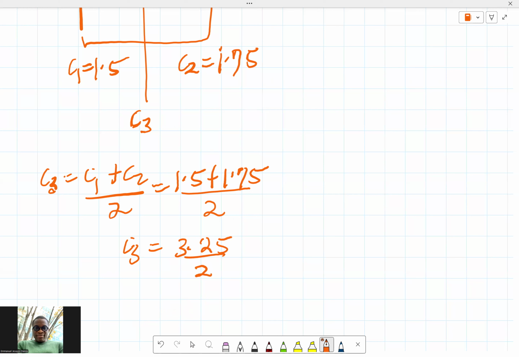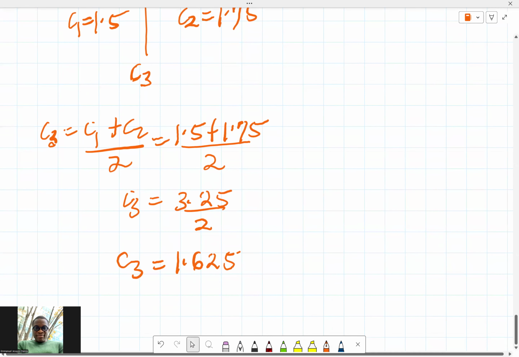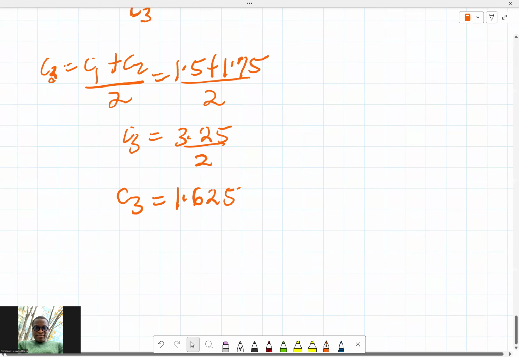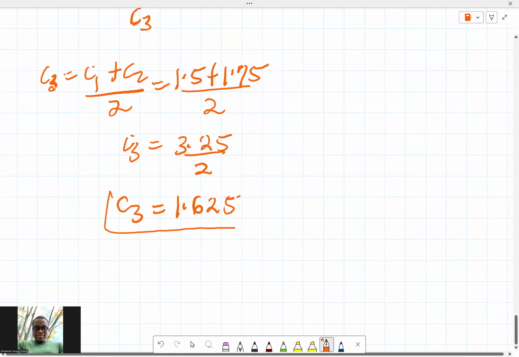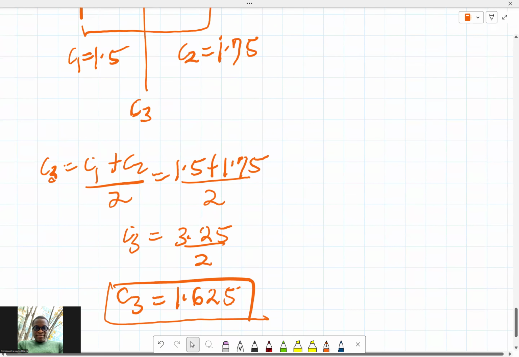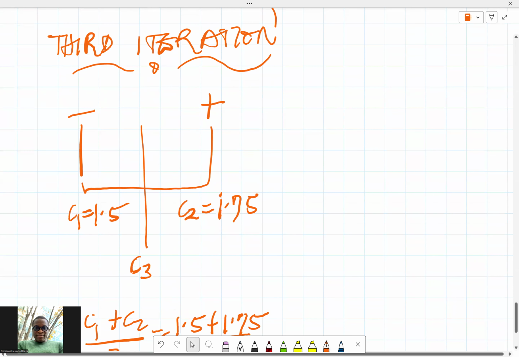3.25 all over 2. So C3 now is 1.625. Yep. 2 in 3 is 1. 2 in 12 is 6. 2 in 5 is 2. So C3 now is 1.625. And so what do we do next?